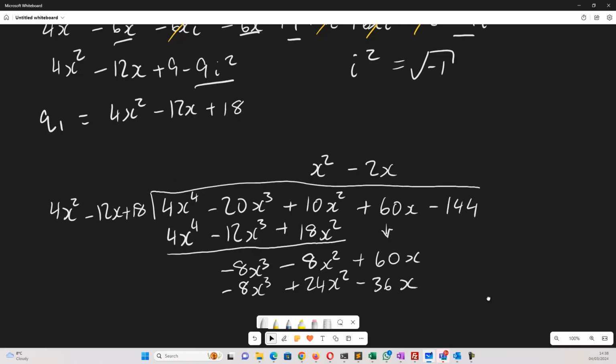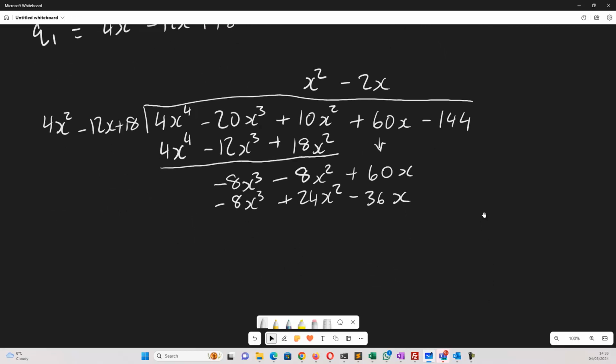Let's just move that up a bit. So now we're going to subtract those. So the x cubed term disappears. We've got minus 8x squared minus 24x squared, so that's going to be minus 32x squared. And we've got 60x minus 36x, so that's going to be plus 96x. And then we're going to bring down the minus 144. So now the question is, what do we have to do to 4x squared to get minus 32x squared? The answer is multiply by minus 8.